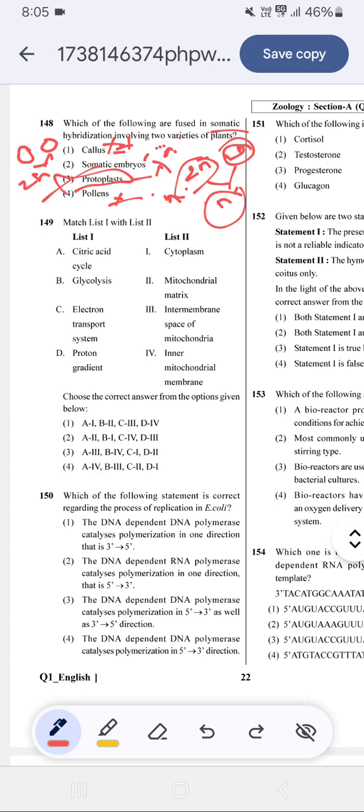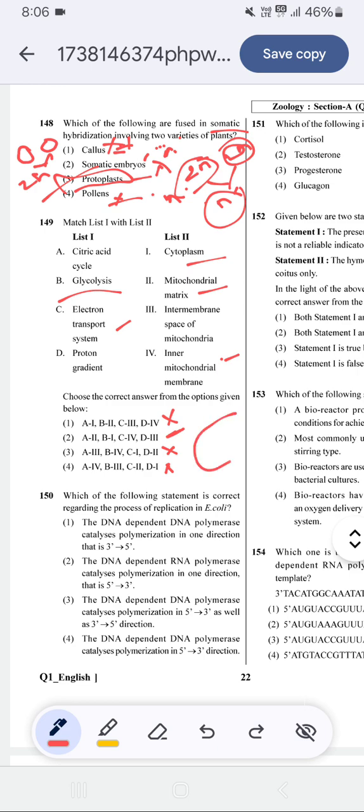Next, match the following: citric acid cycle, glycolysis, ETS, proton gradient. Glycolysis occurs in cytoplasm. So only with the help of this we can cross these options. So the right answer will be maximum this. Still, let us check. Citric acid cycle occurs in matrix of mitochondria. Then ETS, electron transport chain, occurs in inner mitochondrial membrane.